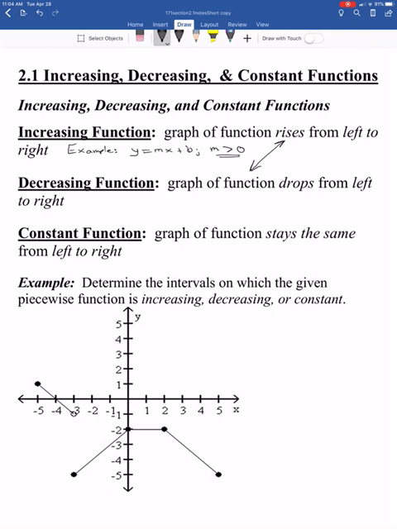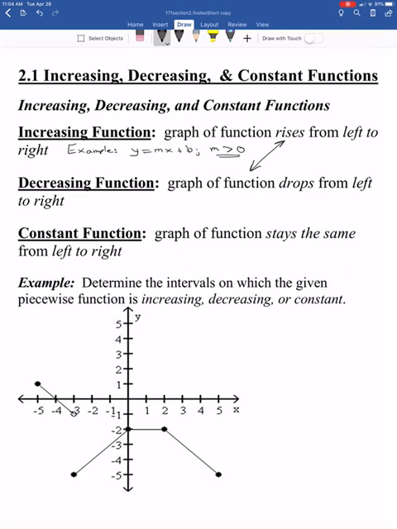Right, rising from left to right, increasing function. So again, positive slope. No matter where you are on that graph, as you move from left to right, you're always going up. You're increasing. So as x is getting larger, y is getting larger, if you were looking at the x and y axis. An example of a decreasing function.